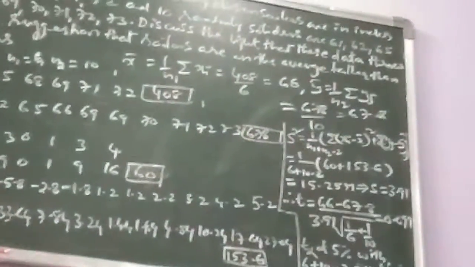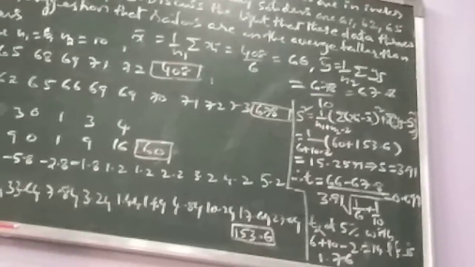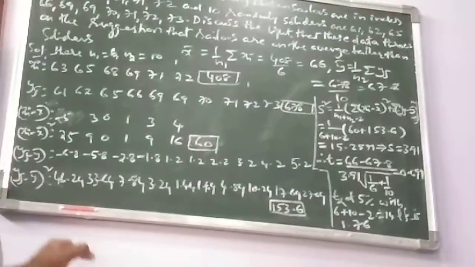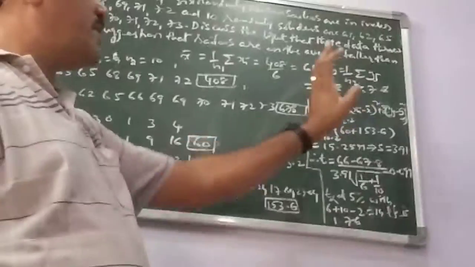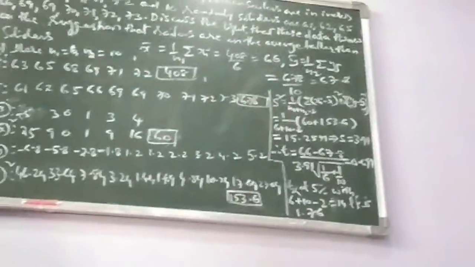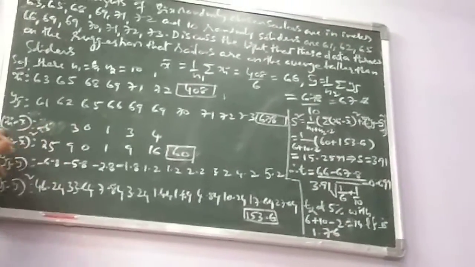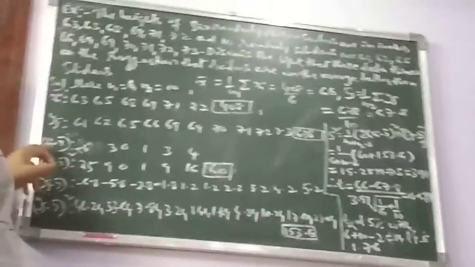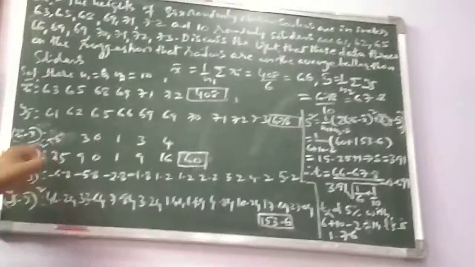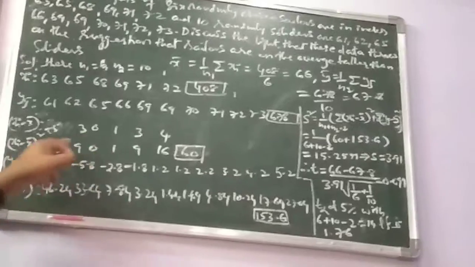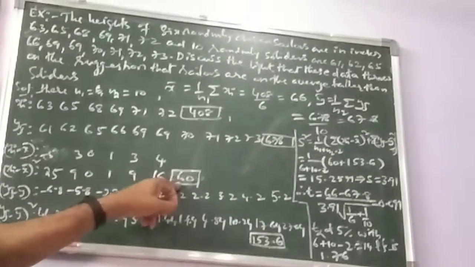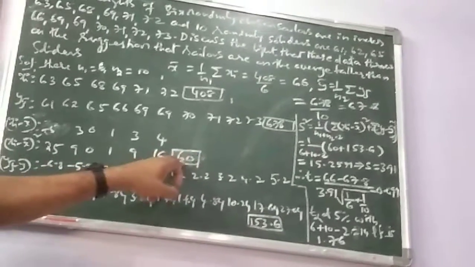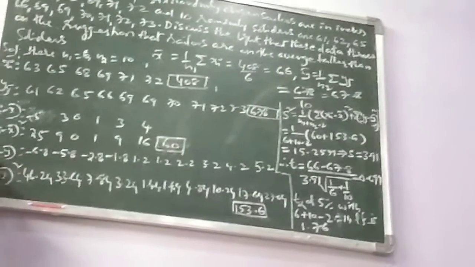Other requirements: we want to calculate the capital S square. If you want to calculate the capital S square, what columns are required? Summation of xi minus x bar whole square and summation of yj minus y bar whole square columns are required. We know x bar equal to 66, so calculate xi minus x bar values and then xi minus x bar whole square. The total of xi minus x bar whole square is 60.